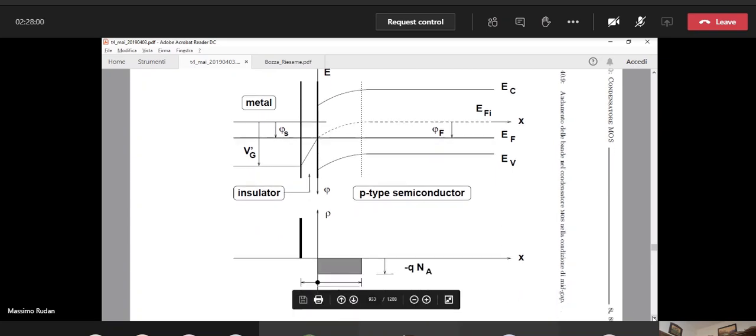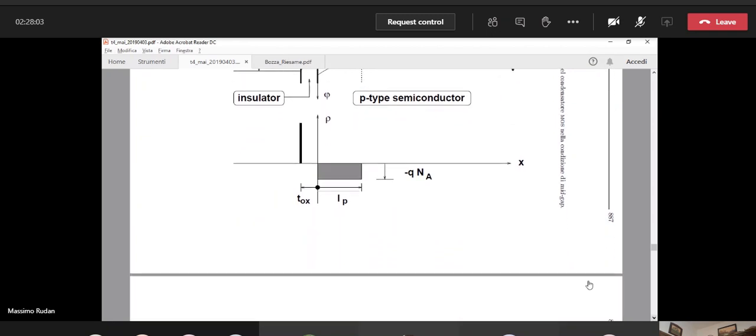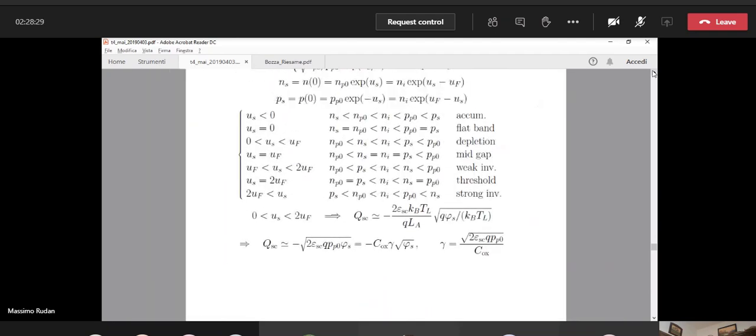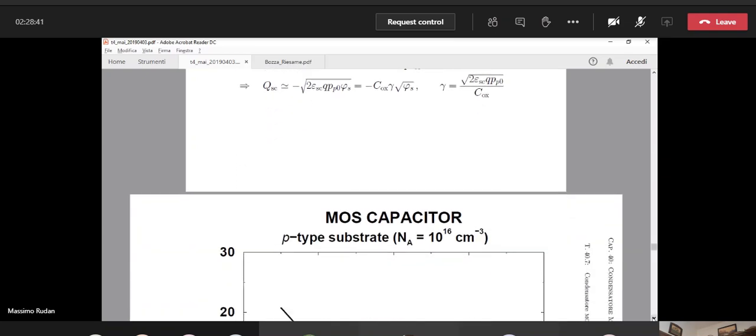Okay, so if you look at the charges, in this case, the charge in the semiconductor is given essentially by the dopants. There is no concentration of electrons or holes of any importance near the surface. Okay, so in this case we have simply a depletion condition, and in fact, you remember the expression of the charge is proportional to the square root of the electric potential. We are in the mid-gap condition in the figure that we are discussing now.